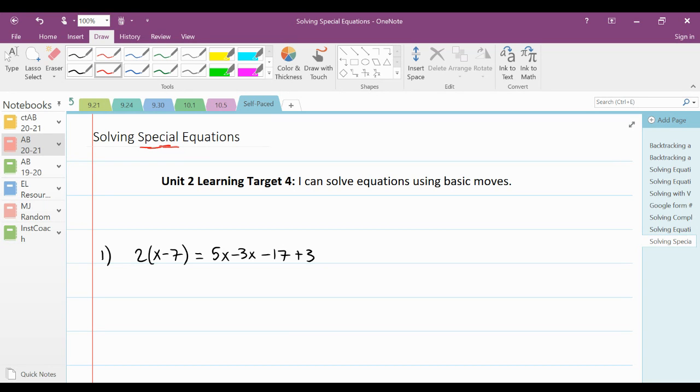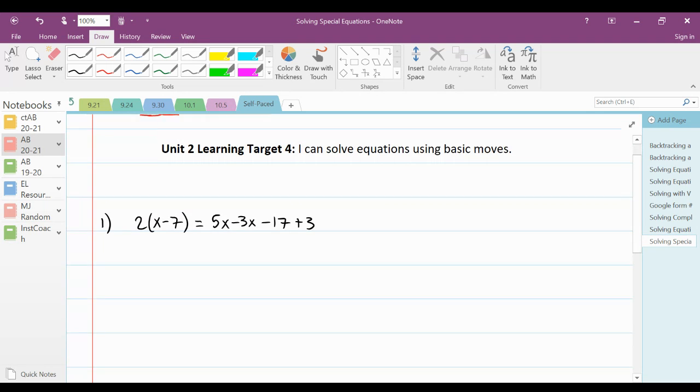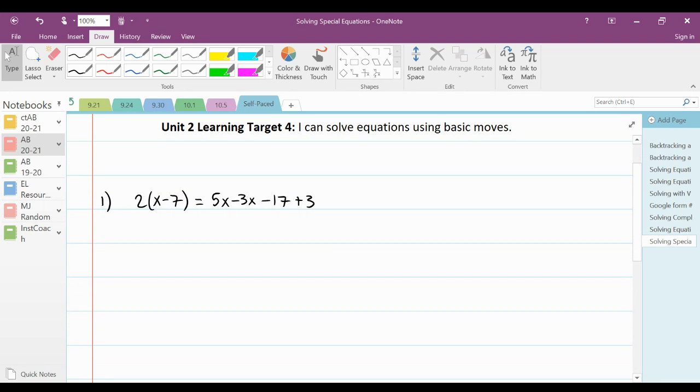All right, so go ahead and pause this and copy down that equation. We look at this equation and we are just going to start simplifying both sides before doing any basic moves. So as I distribute my 2, I get 2x minus 14 equals, 5x minus 3x is 2x, negative 17 plus 3 is negative 14.